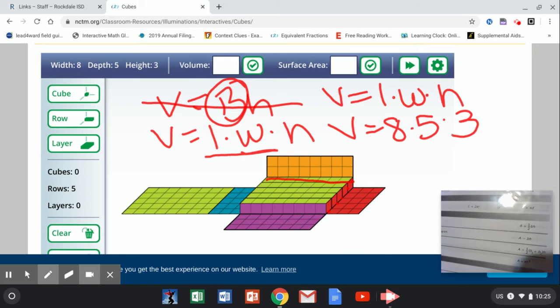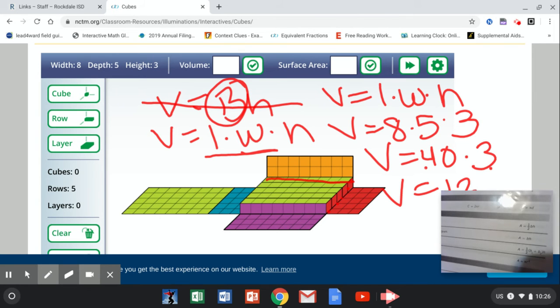So what they're trying to figure out is, let's say that these were cookies and they want to know how many cookies you can fit in this box to ship it, okay? So what I would then do is volume equals 8 times 5, which is 40, and then times the height. So that means this bottom layer is 40 squares, okay?